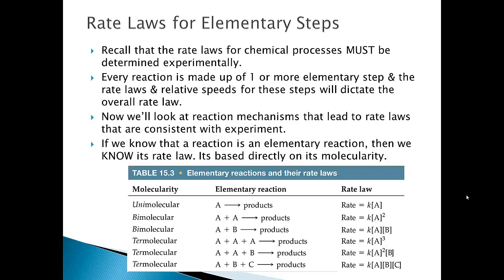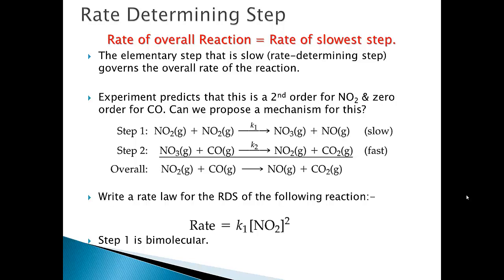So rate equals k multiplied by the concentration of those reagents. And if there's a coefficient, then we raise it to the coefficient. This is going right back to the start of the lecture now. Now the rate of the overall reaction is going to be equal to the rate of the slowest step. Okay, so the elementary step that is the slowest will be the rate determining step, and this governs the overall rate of the reaction.